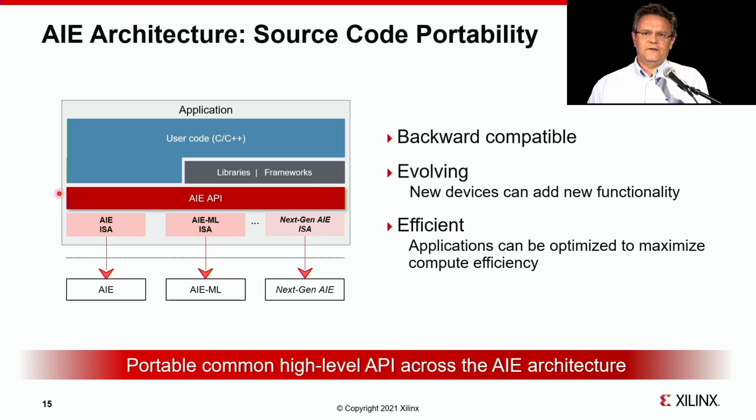This interface is the interface that will be used by the kernels developed by the customers, writing in C and C++, or the internal teams developing libraries. They all will use the same programming interface. This obviously will be a backwards compatible interface. It will evolve. New devices will add new functionality, so this abstraction will evolve and add support for the new capabilities. And it's also efficient. Efficient in the sense that the applications can be optimized to maximize the compute efficiency available in the hardware.